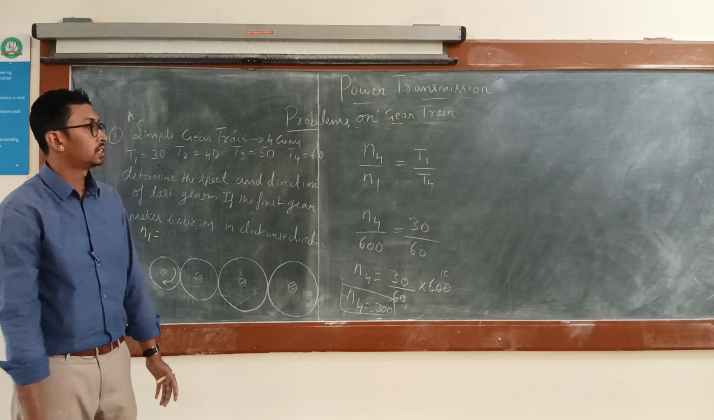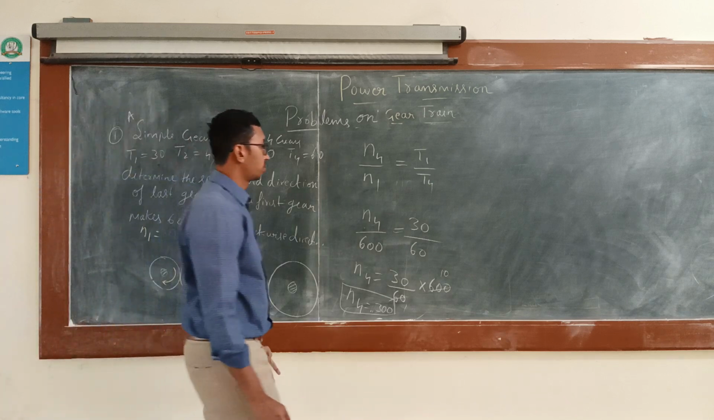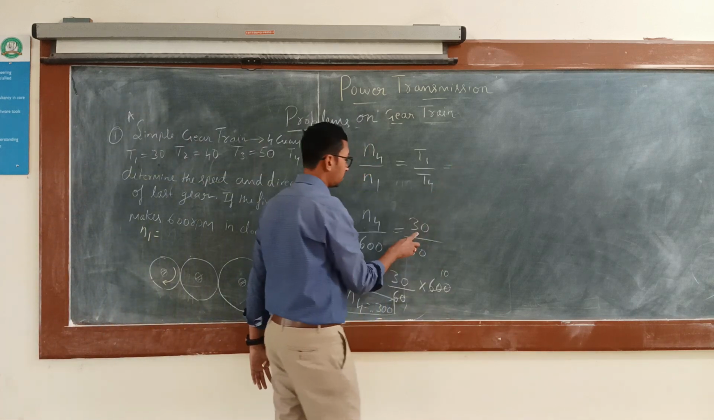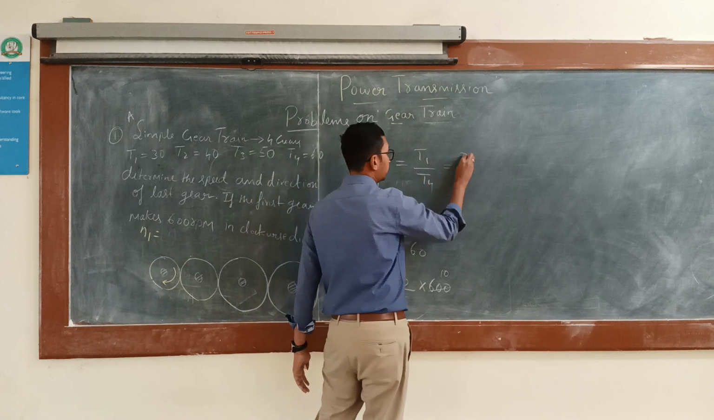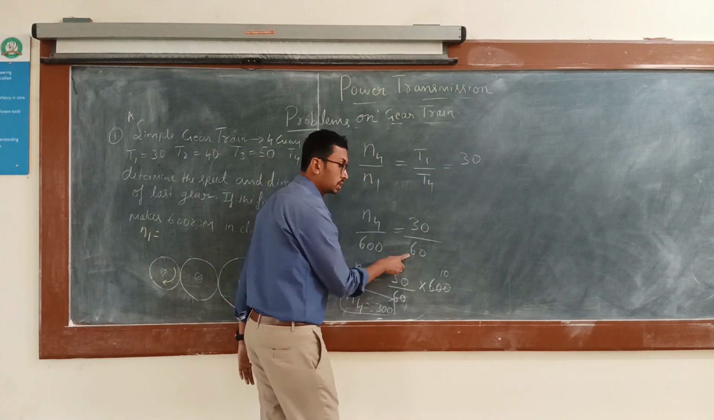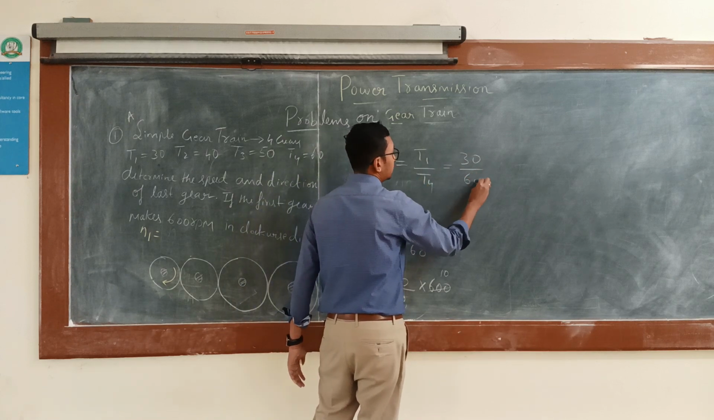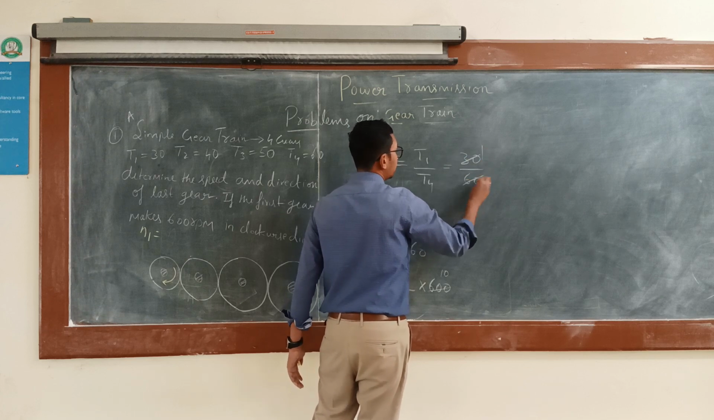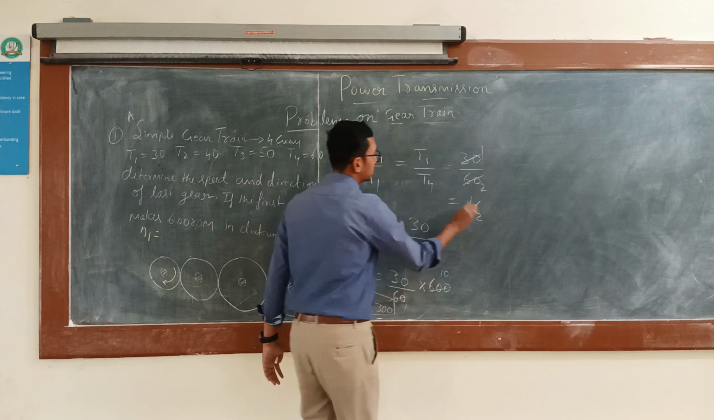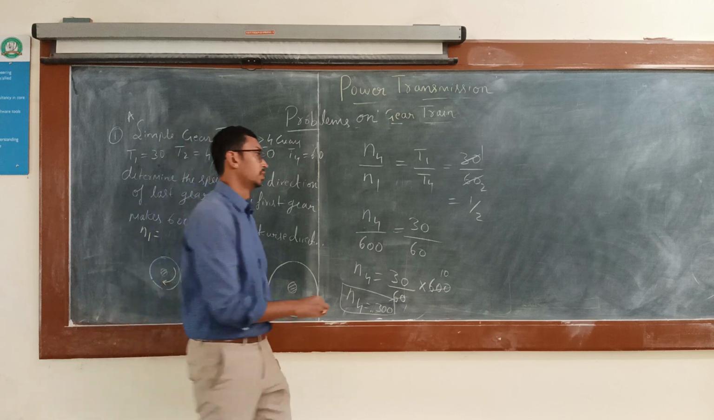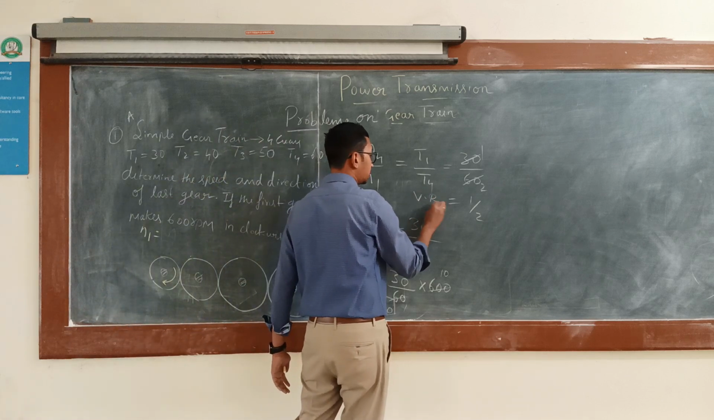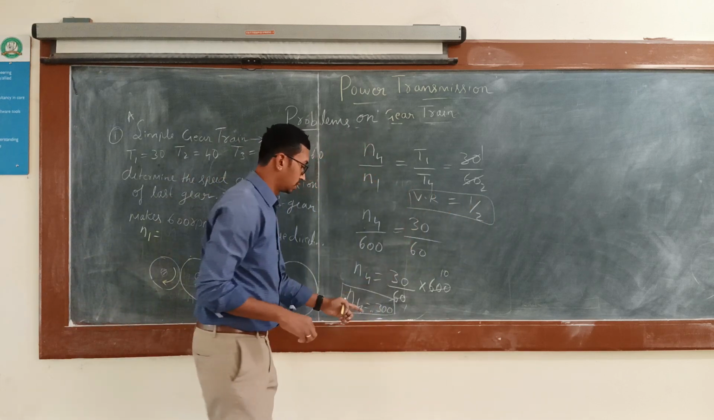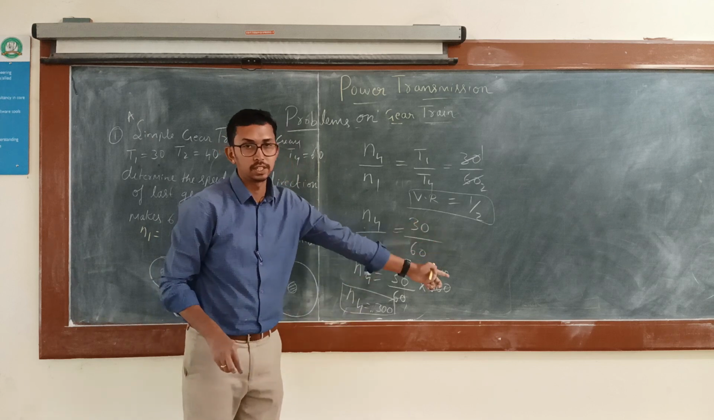And what is the velocity ratio? You can easily find it out. What is t1? It is 30, divided by 60. So it's 1 divided by 2, that is 1 into 2, is the velocity ratio. So this is the velocity ratio, and this is the speed of the last gear.